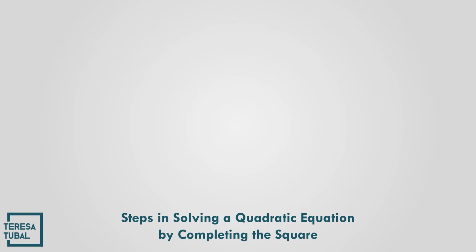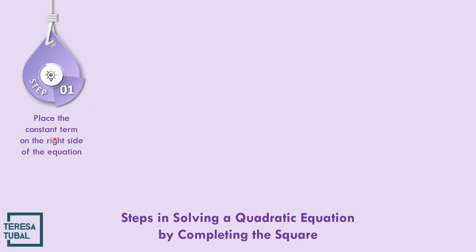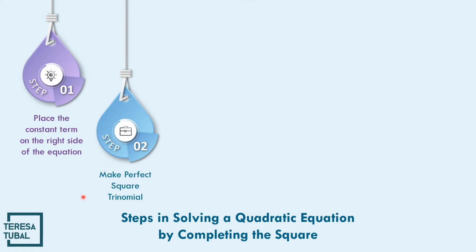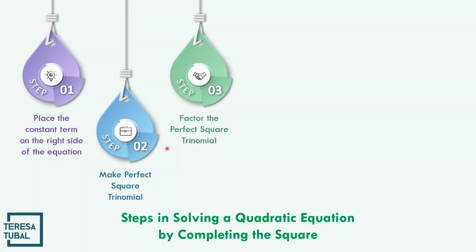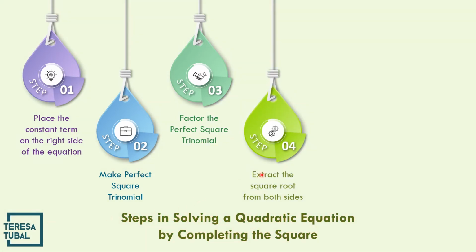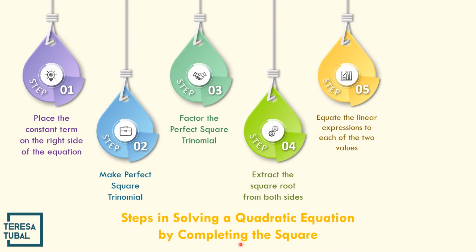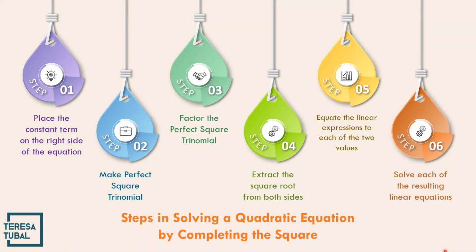Steps in solving a quadratic equation by completing the square. Step 1, place the constant term on the right side of the equation. Step 2, make a perfect square trinomial. Step 3, factor the perfect square trinomial. Step 4, extract the square root from both sides. Step 5, equate the linear expressions to each of the two values. And the last step, solve each of the resulting linear equations.